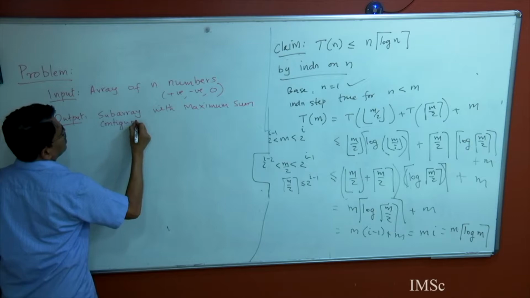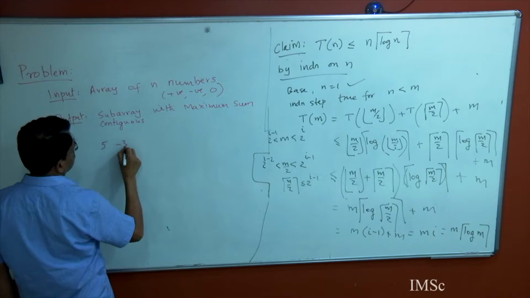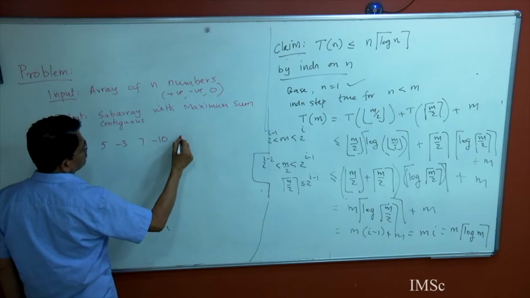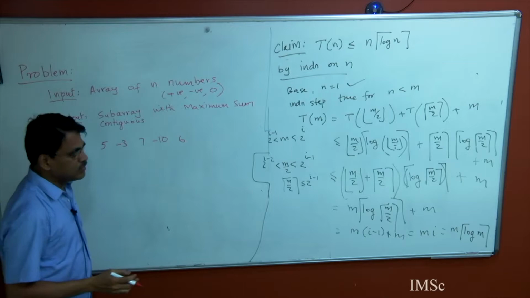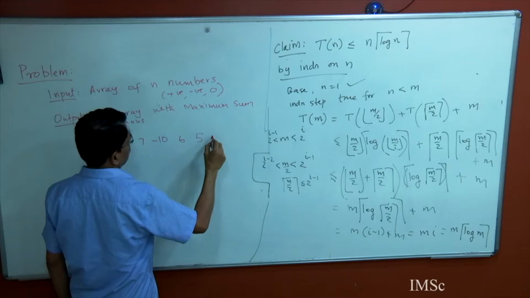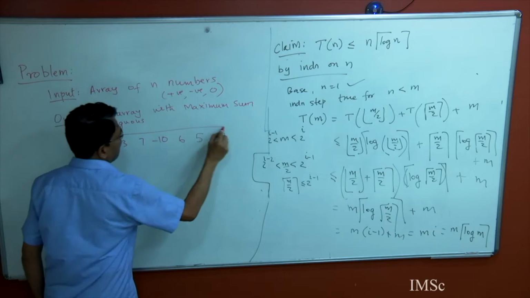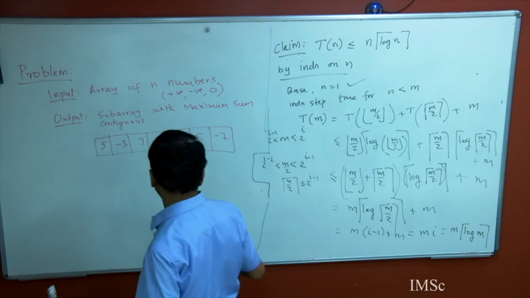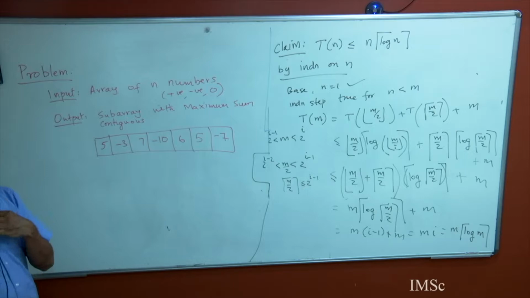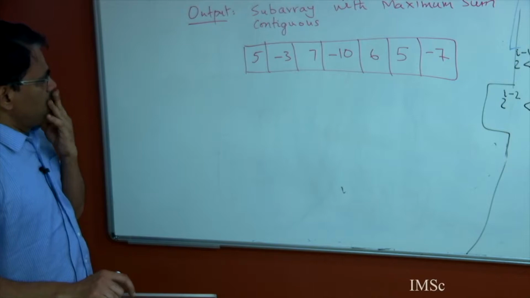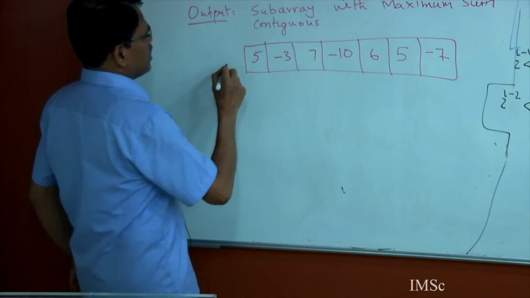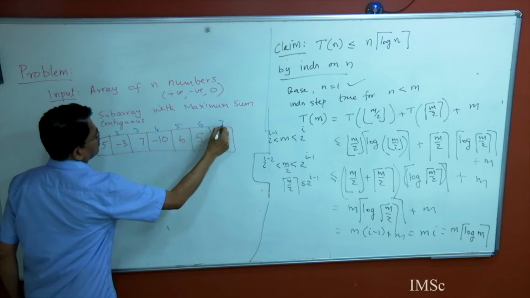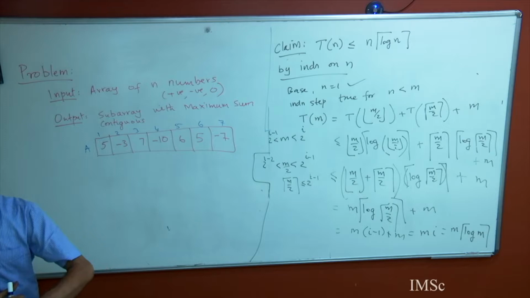So let's look at an example. Suppose this is my array, and the problem I'm interested in is give me some contiguous subarray which gives me the maximum sum. Let's call this array A, and these are my indices. Is the problem clear?